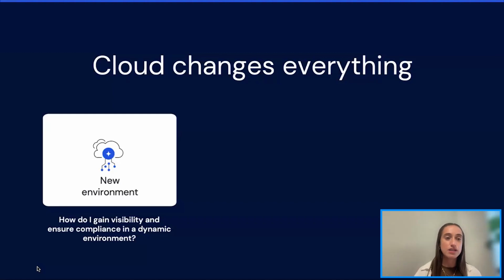And what are some of the reasons? So with this new complex environment, it's challenging for organizations to gain visibility into every single resource in their environment. And obviously, without visibility and without knowing every single resource running in my environment, it's hard for me to ensure that those resources are compliant if I don't know that they're even running in my environment. So, first question organizations ask themselves is, how do I gain visibility and ensure compliance in a dynamic environment?